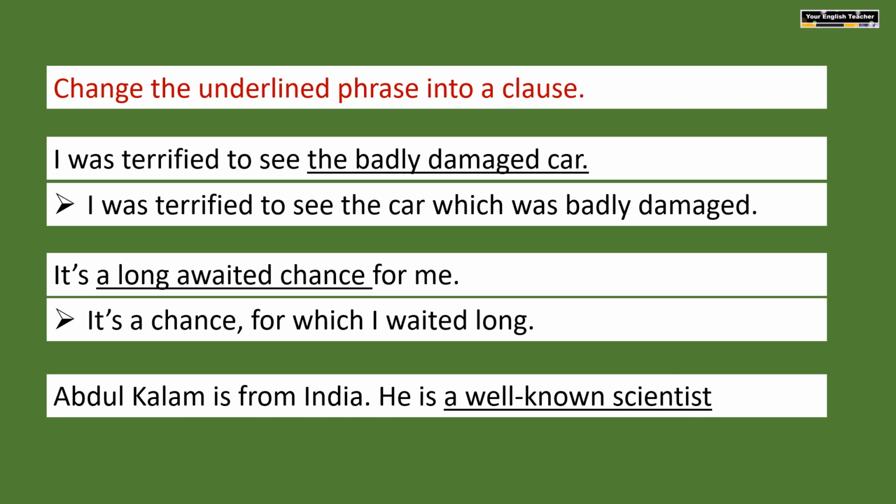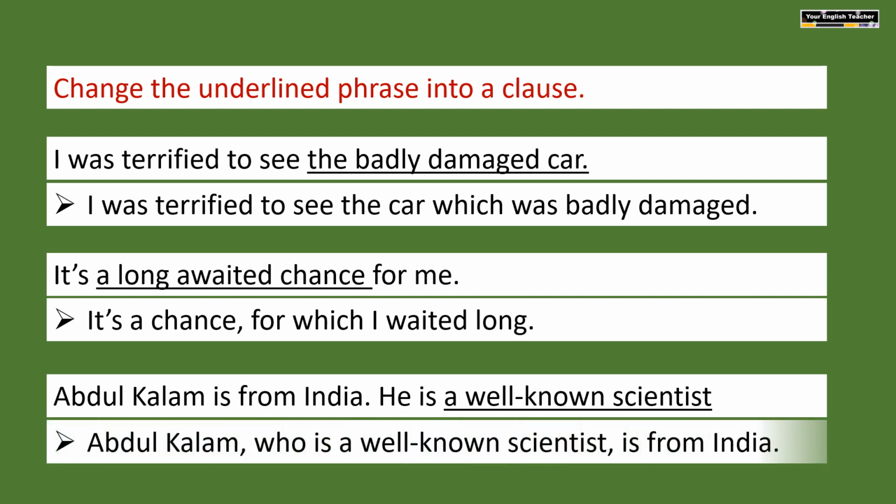Next, Abdul Kalam is from India. He is a well-known scientist. So Abdul Kalam, it's all a well-known scientist. Who is that? Abdul Kalam. So we can rewrite like this: Abdul Kalam, who is a well-known scientist, is from India. A well-known scientist has become who is a well-known scientist. Is, the verb, is added. Now it has become a clause.